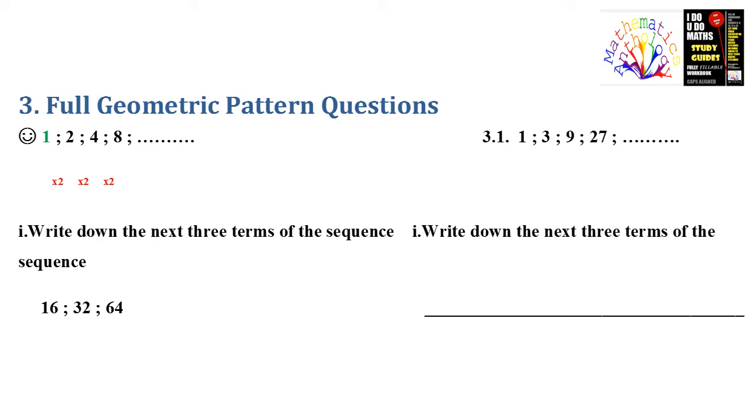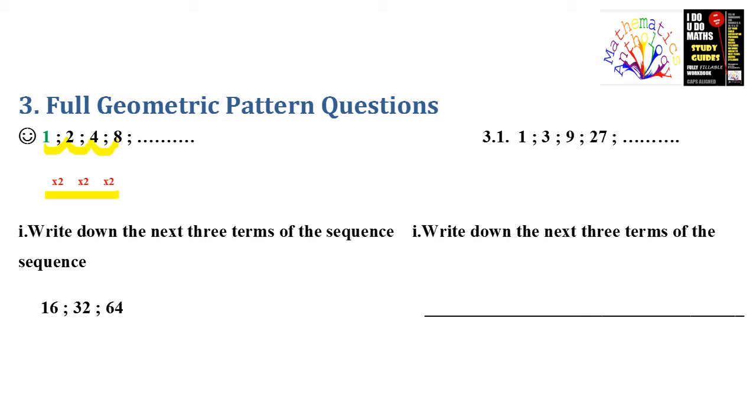Let's now look at solving full geometric pattern questions. So we are given the pattern here: 1, 2, 4, 8. I know that this is a geometric pattern because I'm multiplying by 2 each time. 1 times 2 will give me 2, 2 times 2 will give me 4, and 4 times 2 will give me 8, and so forth, which makes my ratio positive 2 because I'm multiplying by 2.